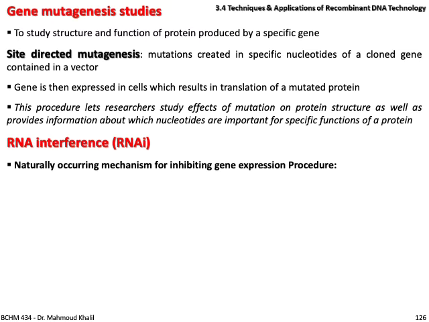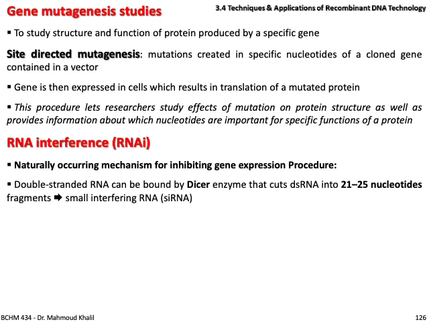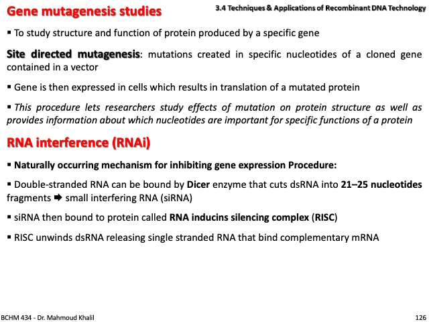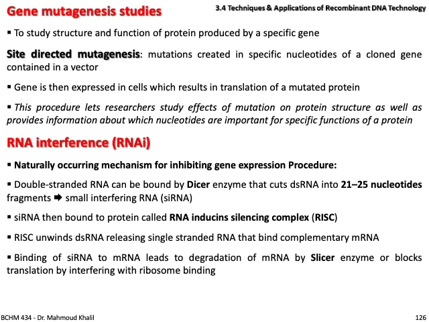RNAi is a naturally occurring mechanism for inhibiting gene expression. In this procedure, double-stranded RNA can be bound by a dicer enzyme that cuts the double-stranded RNA into fragments of around 25 nucleotides, and these are called small interfering RNA, siRNA. This siRNA can be bound to a RISC, the RNA-induced silencing complex. This RISC unwinds, melts the double-stranded RNA, releasing single-stranded RNA that can bind to messenger RNA of your gene of interest. The binding of siRNA to this messenger RNA leads to the degradation of the messenger RNA by a silencer enzyme, or blocks the translation by interfering with ribosome binding.